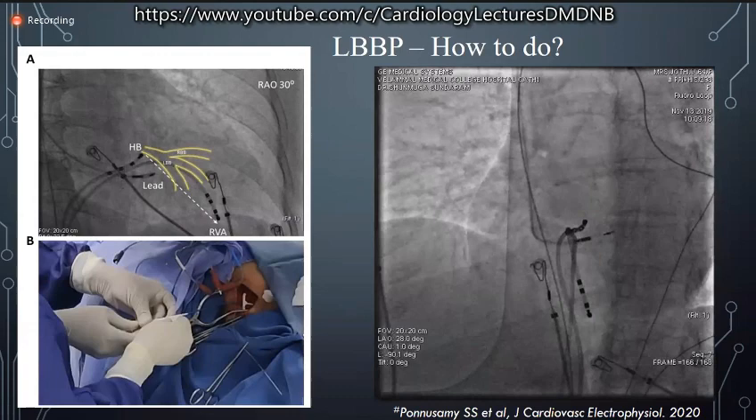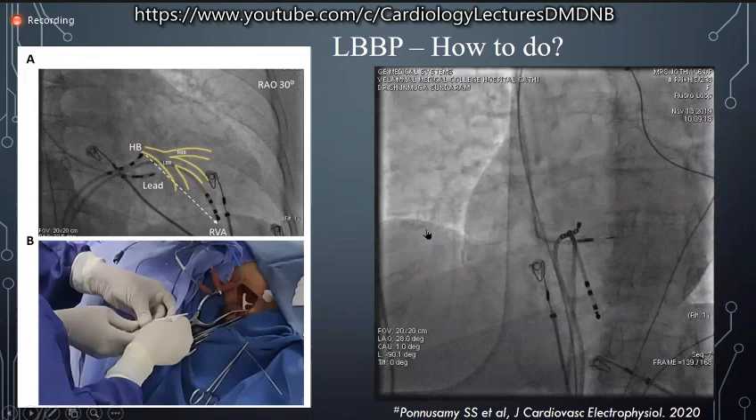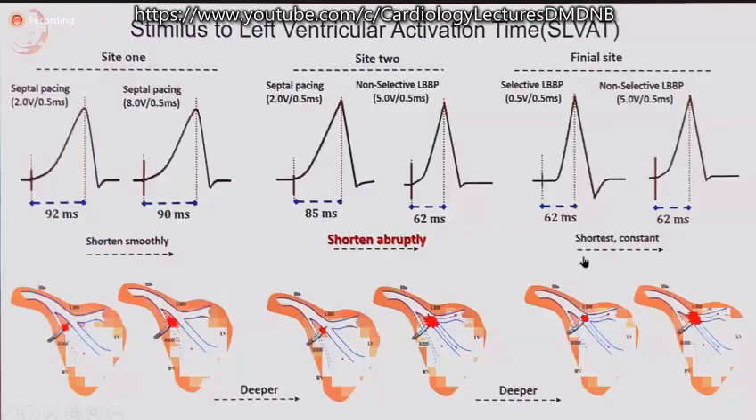So this is where the His bundle catheter is, and 1 to 1.5 centimeters apical and downwards from the location of the His bundle, that's where you exactly try to screw it in. And one more concept is the LV activation time, that is from the pacing stimulus to the onset of the peak R wave in V5 or V6, which indicates the LV activation time.